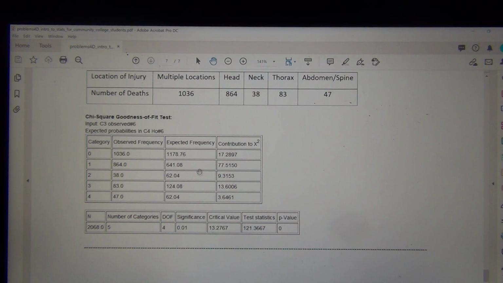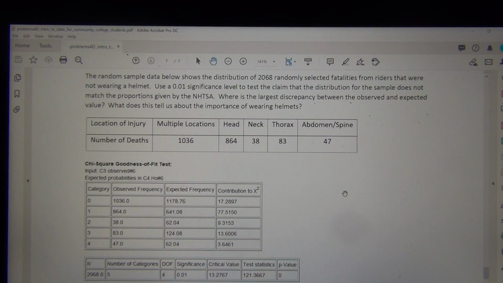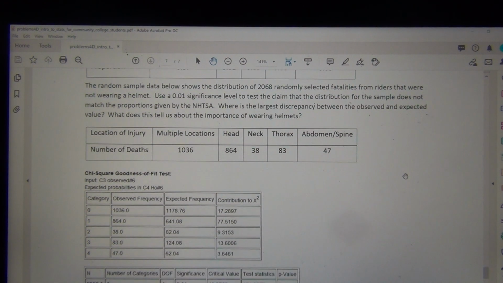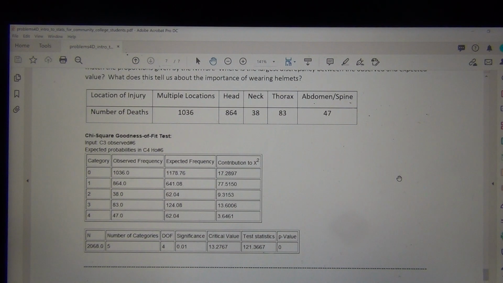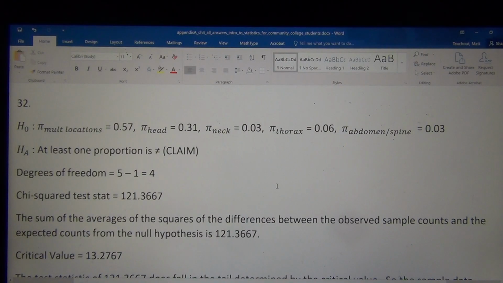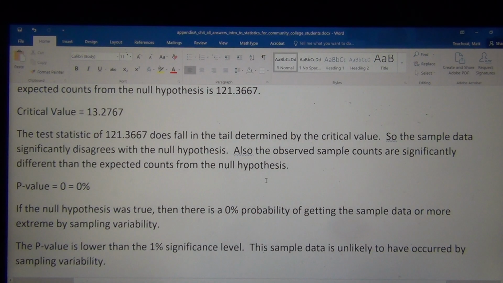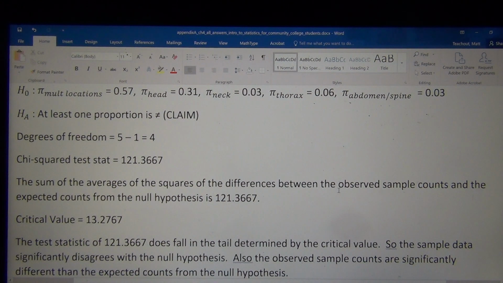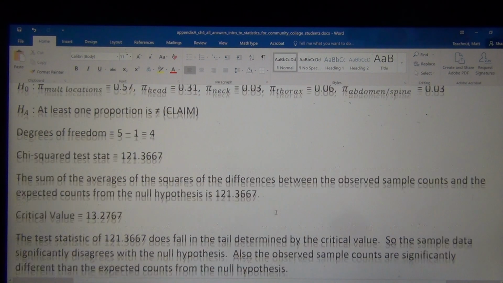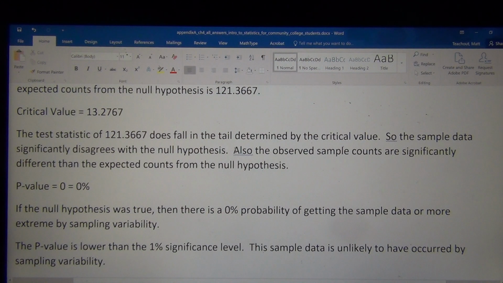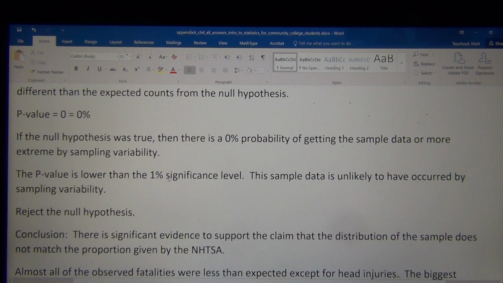Okay, so all our expected counts are bigger than 5. They did say this was random sample data, so this is going to pass all the assumptions for a goodness of fit test. All right, so let's see. Again, the sum of the squares of the differences between the observed sample counts and the expected counts, divided by the expected counts, is 121. The test statistic did fall in the tail, so the sample data significantly disagrees with the null hypothesis, and the observed counts are significantly different than the expected counts. Our p-value was 0. There's our p-value sentence. The p-value was lower than our 1% significance level, so again, the sample data is unlikely to have occurred by sampling variability if the null was true.